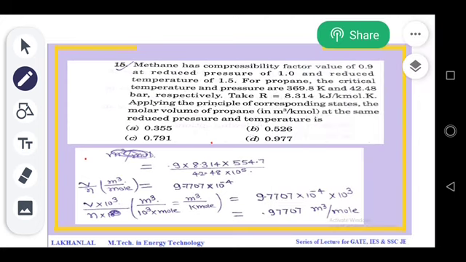So you got V by N is equal to something like this, because you have put everything in SI unit. So you are going to get V by N in terms of meter cube per mole. But you were asked to answer this in meter cube per kilomole. So you just multiply this with 10 to the power 3, and you will get this. It's kilomole, not mole. 0.99707 meter cube per kilomole.